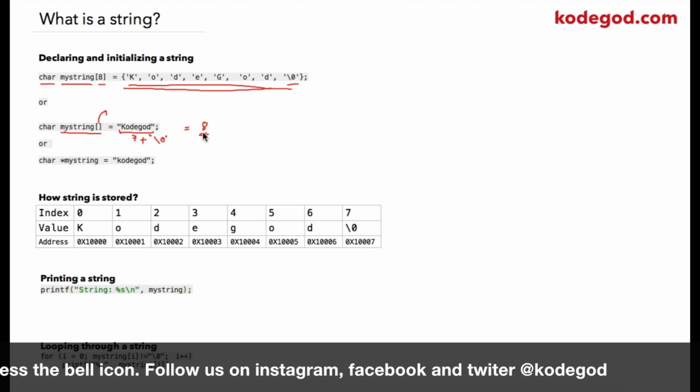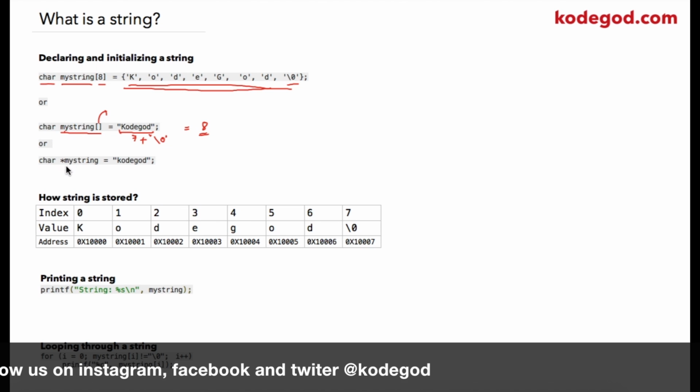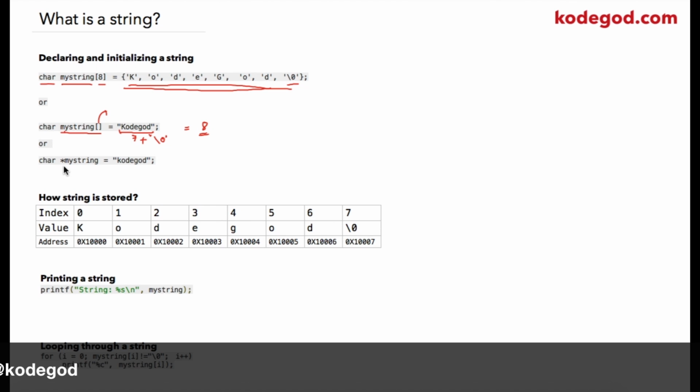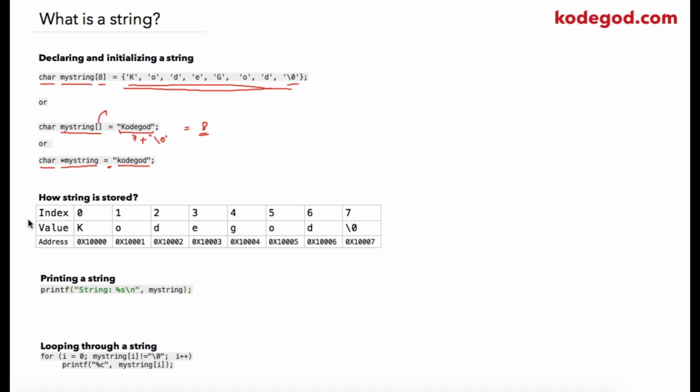The total array size in this case is these 7 characters plus the \0 character at the end, so total 8. Alternatively, you can also have a character pointer, char *mystring equal to your string. This is nothing but a character pointer to your string. Let us now check how a string is stored. As discussed earlier, a string is nothing but a collection of characters.